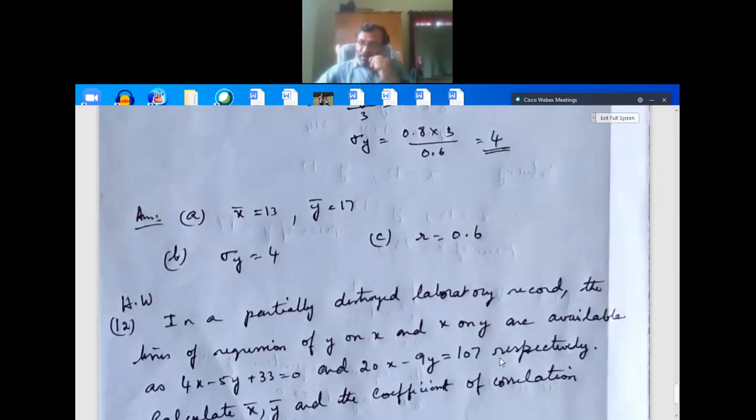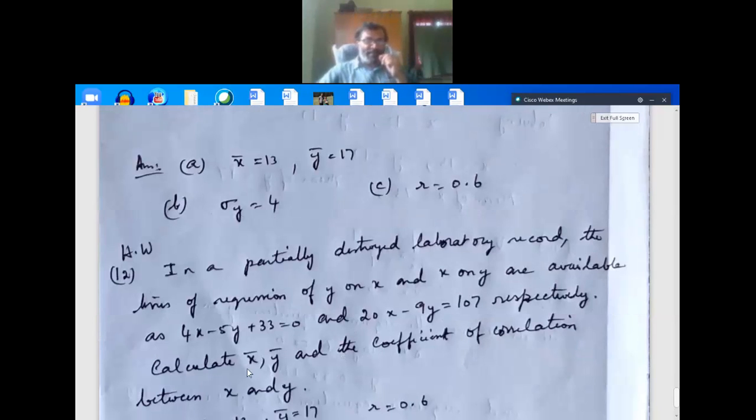So once again, I would like to summarize what we did today. In this problem, first, to find x bar and y bar, I will give you a hint. To find x bar and y bar, find the point of intersection of the two regression lines. The point of intersection will be the mean of x and the mean of y. The x coordinate will be the mean of x, the y coordinate will be the mean of y. You can solve it using a calculator.